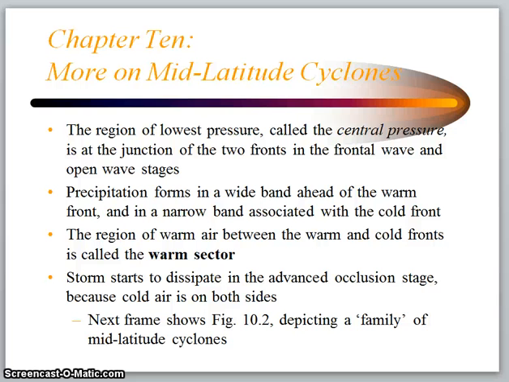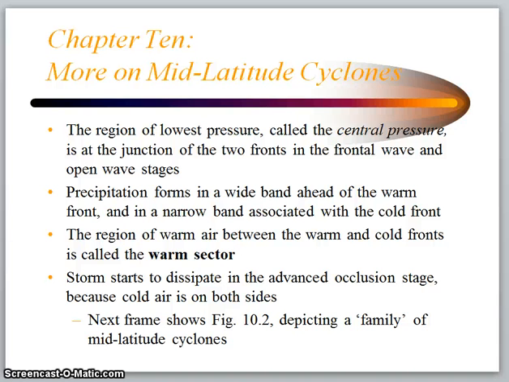The region of lowest pressure in a mid-latitude cyclone is called the central pressure, and that's at the junction of the 2 fronts, the warm front and the cold front, in the frontal wave and open wave stages. So that's going to be around the 2nd stage and the 3rd stage. The precipitation, which is noted in green in those previous maps, forms in a wide band ahead of the warm front and in a narrower band in association with the cold front.